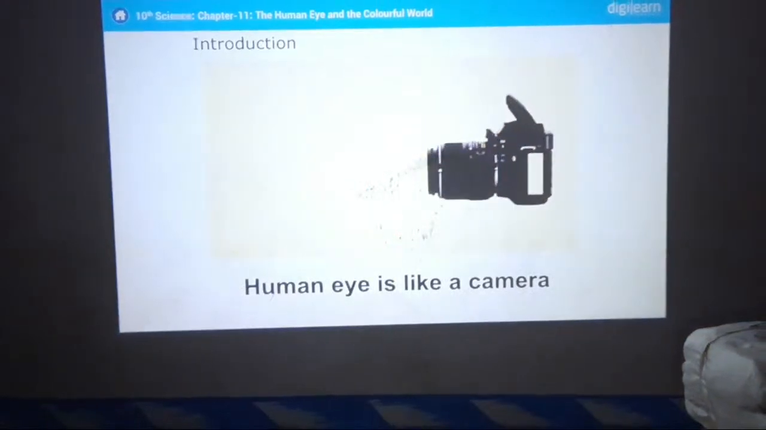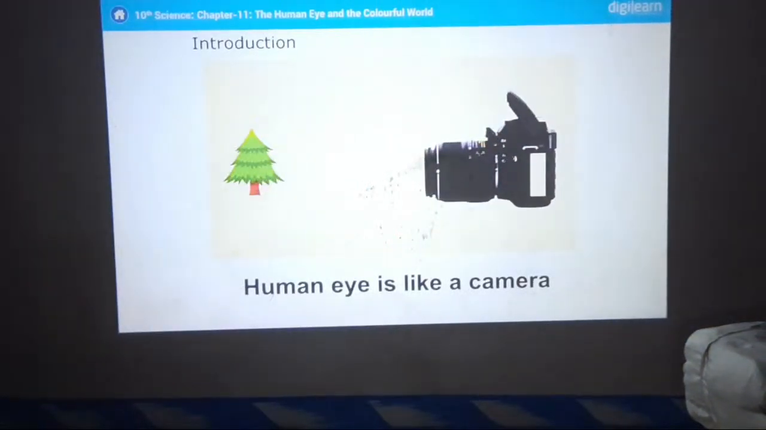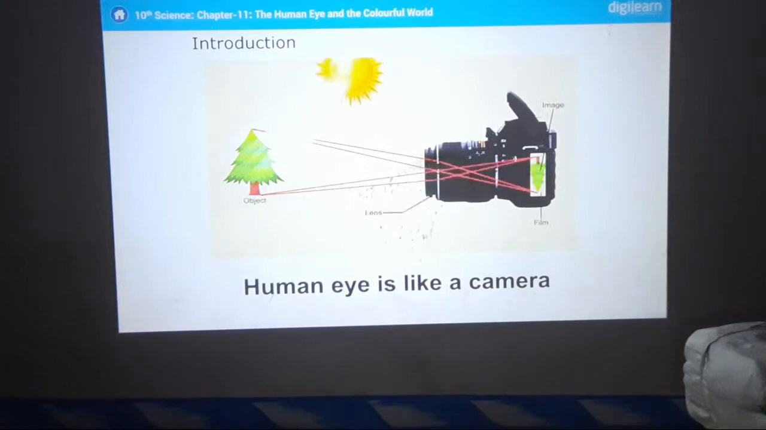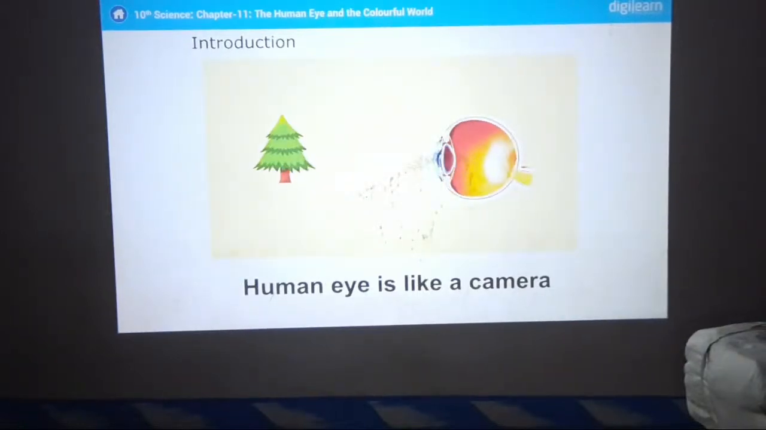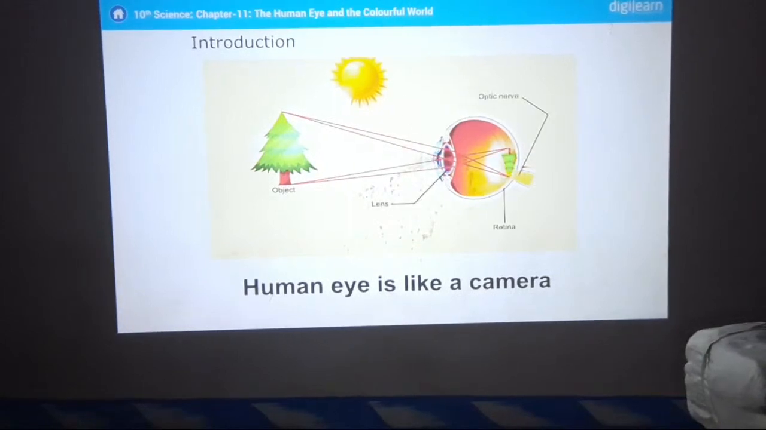The human eye is like a camera. Light enters the eye through the cornea. The crystalline lens system helps to focus on objects which are at different distances to form an image on the retina. It helps to visualize the objects as they are through light-sensitive cells and their interpretation in the brain.